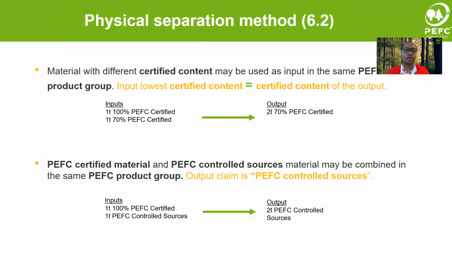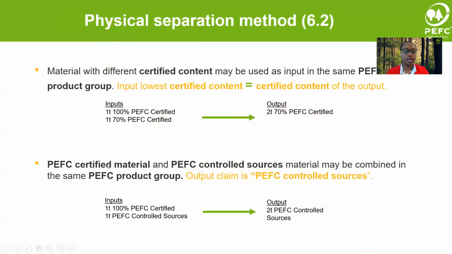Something else to note under the physical separation method: if you have material with different certified content, then the input of the lowest certified content will be the certified content of the output of the same product group, of course. So assuming you have as input 1 ton of 100% PEFC certified material and 1 ton of 70% PEFC certified, and you are using the same material, the same product group, to produce a table, the output will be the lowest certified content, which will be 2 tons, 70% PEFC certified.